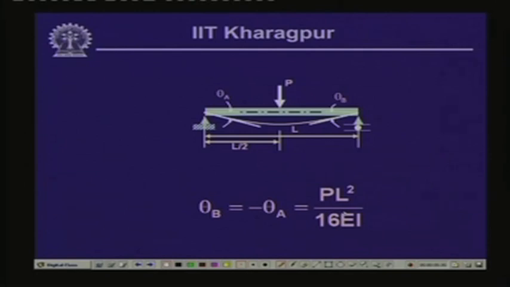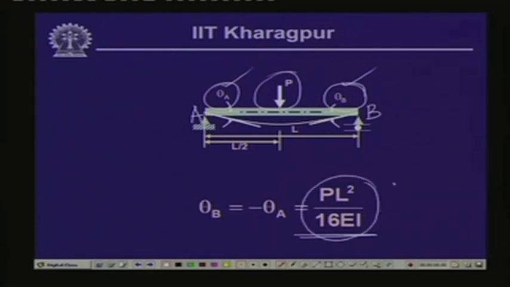And as we have seen, when we compute the value of the rotation at the end, the value of the rotation comes as P L square by 16 EI. So, the value of the end slope, whether at A or at end B, because this particular beam is symmetrical and is symmetrically loaded, magnitude wise both theta A and theta B are the same, which is P L square by 16 EI.